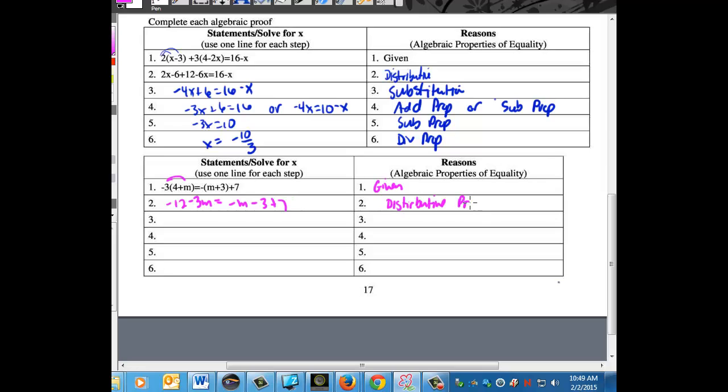Next, alright, from here, let's combine like terms. So negative 12 minus 3m equals negative m plus 4. So we have to use substitution. And again, that means combining like terms.